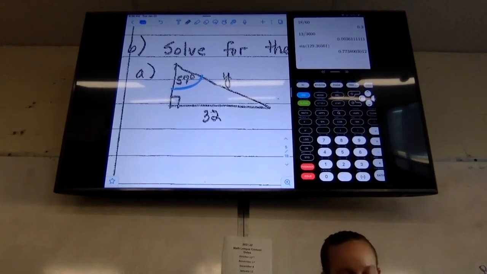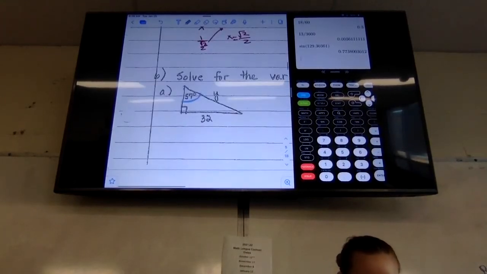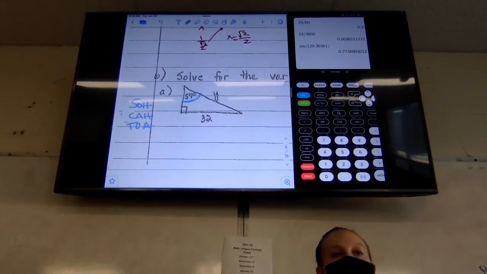When I say solve for the missing side and I give you one side and an angle, you can't do Pythagorean theorem because I only have one side. In order to do Pythagorean theorem, you need at least two sides. At this point, I'm going to use SOHCAHTOA. I'm going to use sine, cosine, or tangent, depending on what is given to me, depending on what my options are.